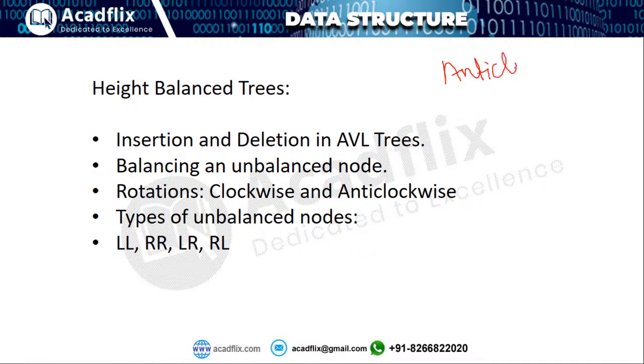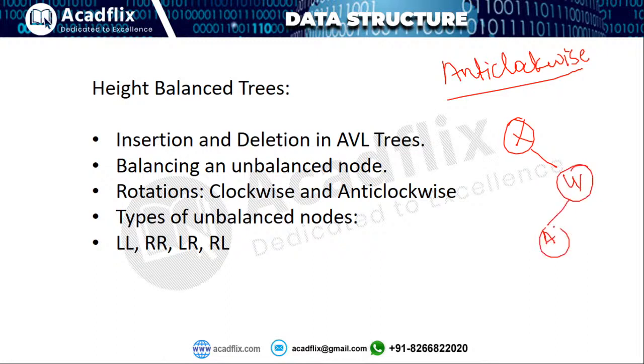So now in anti-clockwise rotation, let's say this was how it looked: A, B, C, and you want to perform anti-clockwise rotation on X. Then there are two pointer changes. Now W will come up and X will go down. Fine.